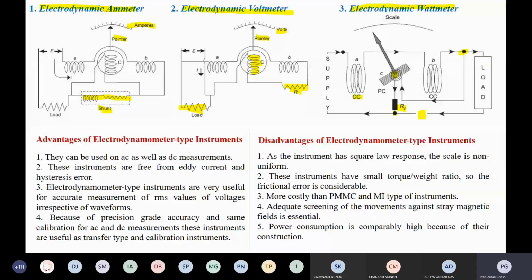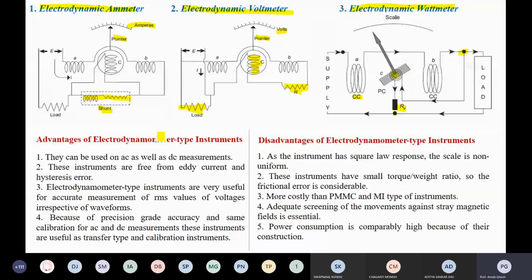After that we need to know about the advantages and disadvantages of your electrodynamometer type instrument. What are your advantages? First we are bothered about the advantages, then we will discuss disadvantages. The first advantage is it can be used for AC and DC measurement. Then the instruments are free from eddy current and hysteresis error.